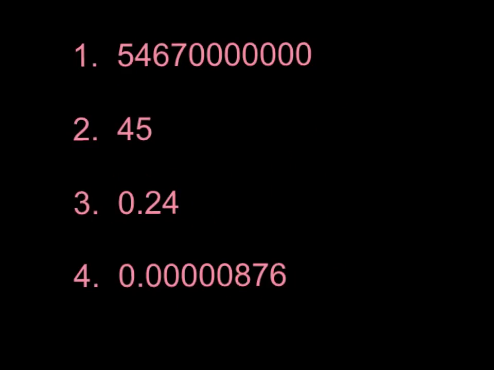Okay, now that we've done a couple examples, I want you to work some problems on your own. I've given you 4 numbers written in standard form. It's now going to be your job to write these numbers in scientific notation. Once you have these 4 numbers written down in scientific notation, I want you to bring them to class tomorrow, along with any questions that you may have.